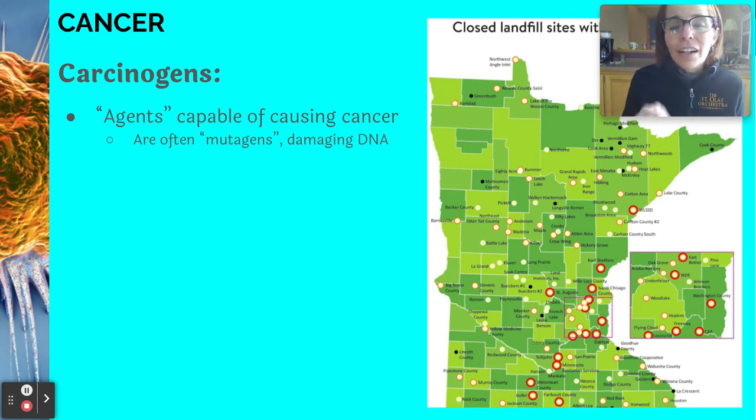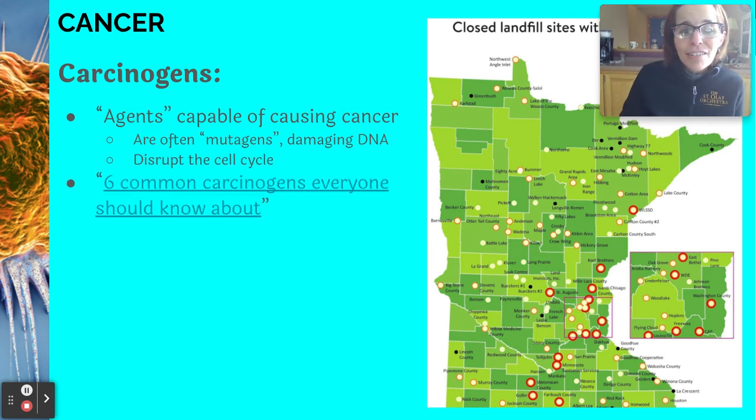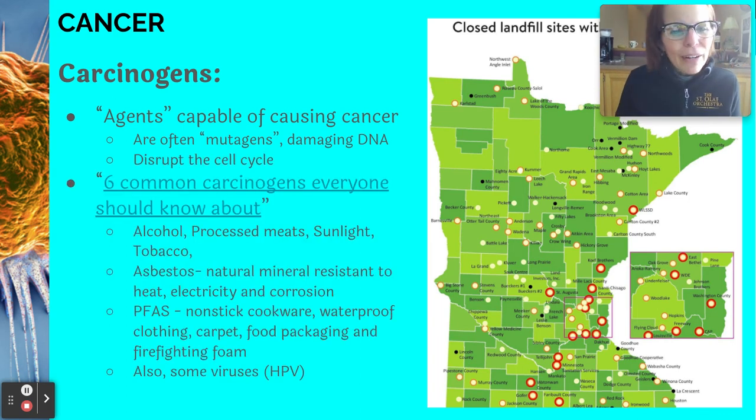Okay, so carcinogens are mutagens. They damage DNA, and that disrupts the cell cycle. You don't need to write this down. I just want you to be aware of it. For those of you that are interested in medicine or cancer, it's a super interesting topic. Maybe you have someone in your life that has cancer. This is a super interesting article called 6 Common Carcinogens Everyone Should Know About.